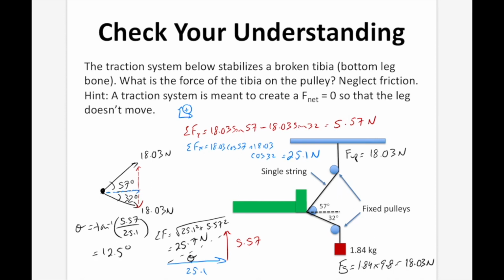Now we're going to need to have two sig digs in our answer because that's what we're given. We're told the angles are 32 and 57. So our final answer is going to be 26 newtons right, 13 degrees up based on my drawing. But that's not the full answer. The question asks, what's the force of the tibia on the pulley?